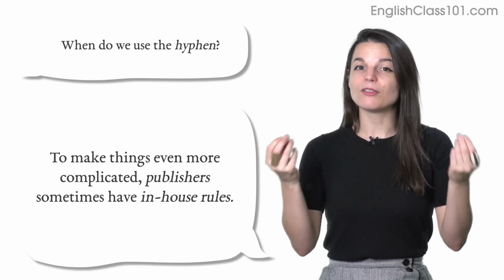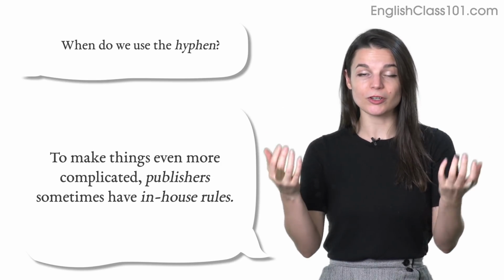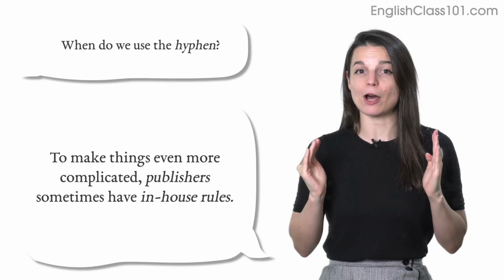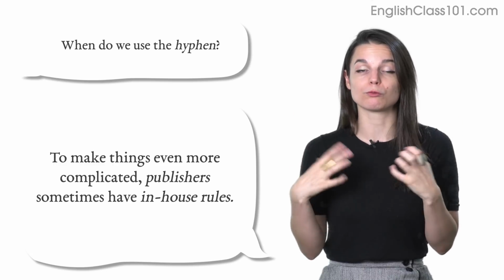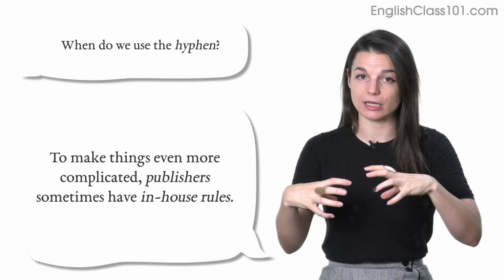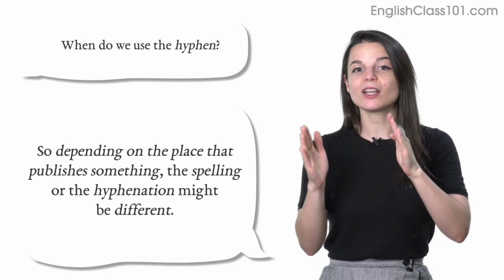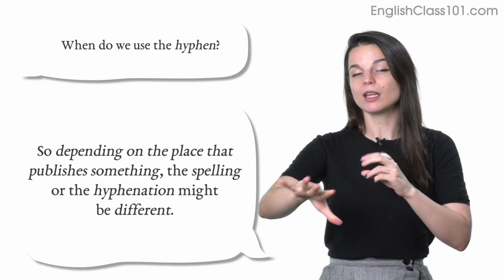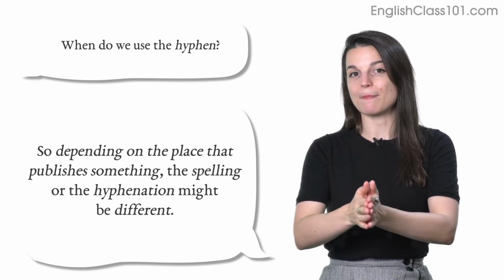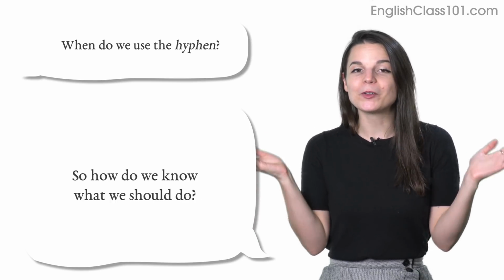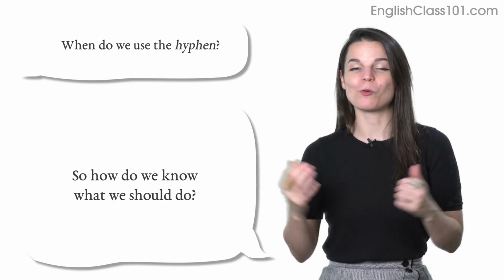To make things even more complex, publishers themselves often have in-house rules, so internal rules, rules that they use inside their company relating to spelling, punctuation, and so on. So depending on the place that publishes something, the spelling or the hyphenation might be different. So how do we make our decisions? How do we know what we should do?